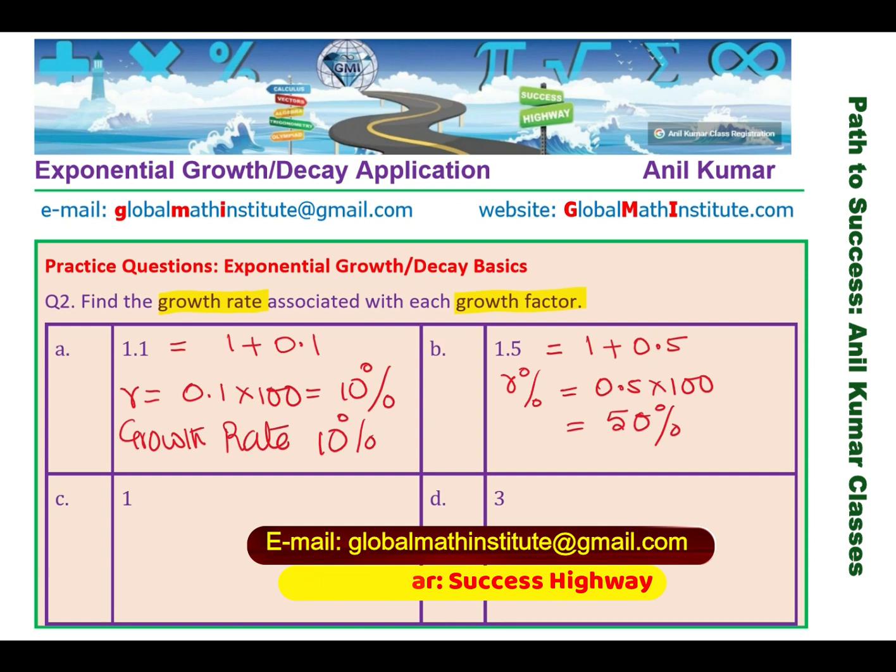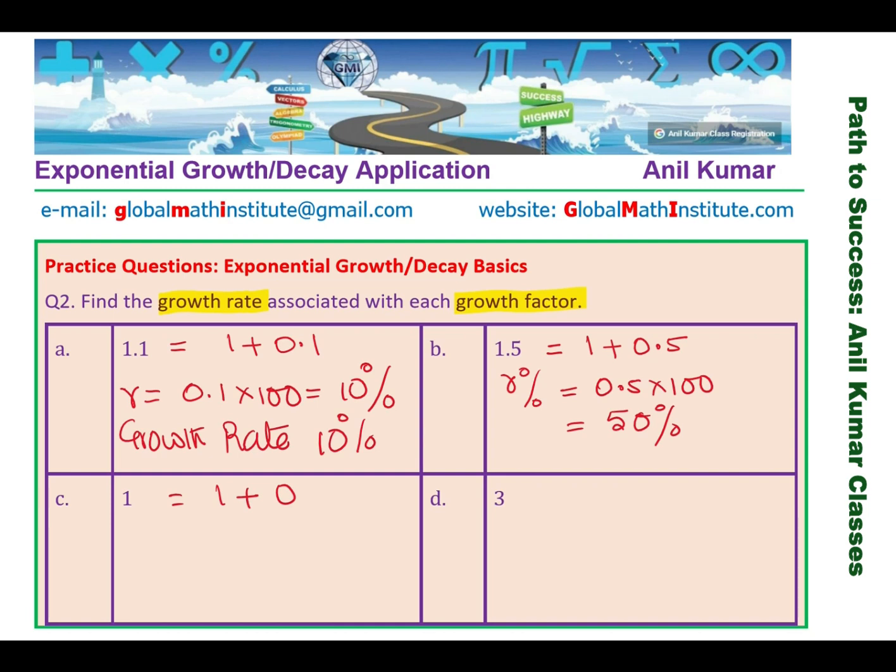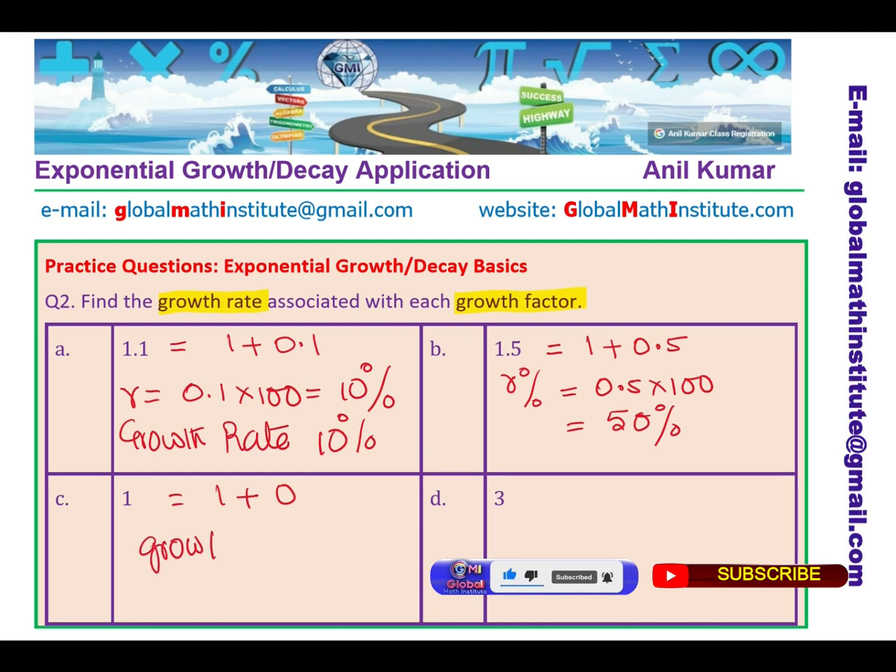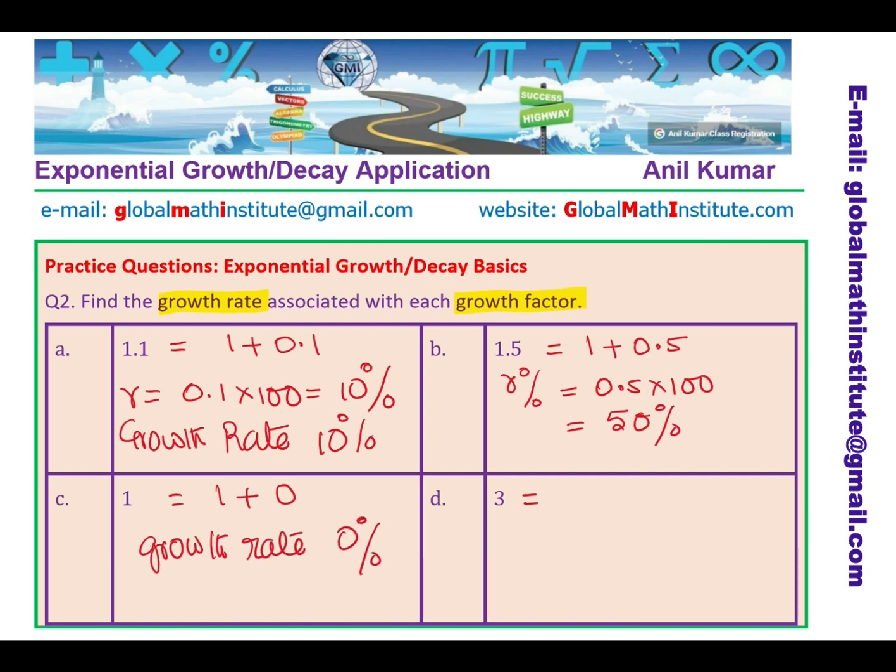Next, 1. So 1 can be written as 1 plus 0, right? Here it is not growing at all. It is just a constant function. So the growth rate is 0%. In the case of 3, it can be written as 1 plus 2, and therefore the growth rate in percent will be 2 times 100, which is 200%.